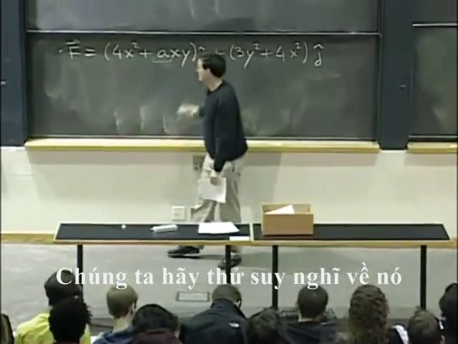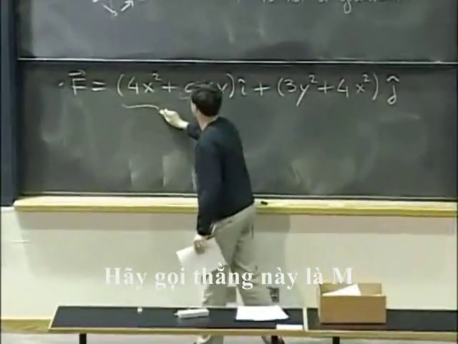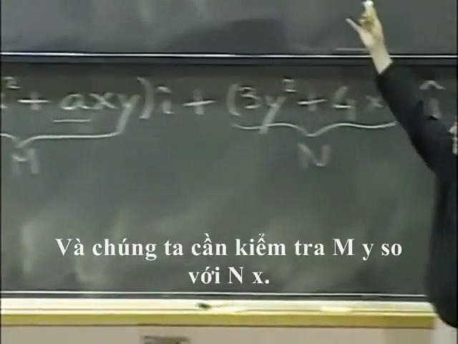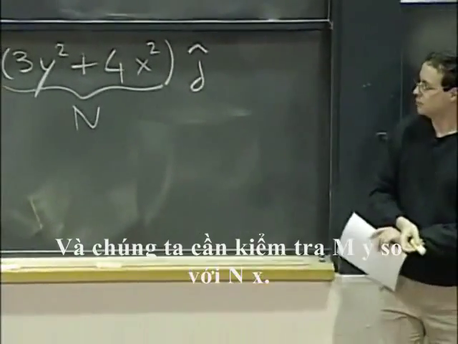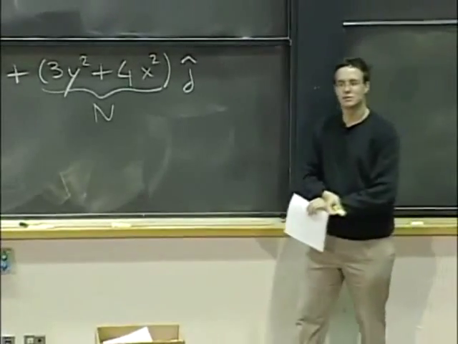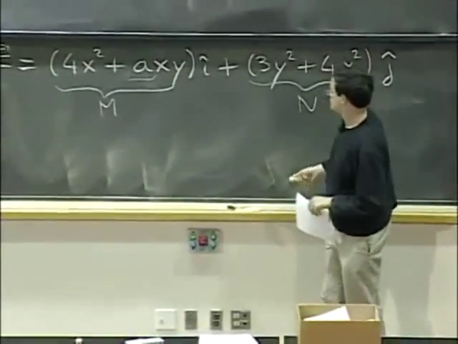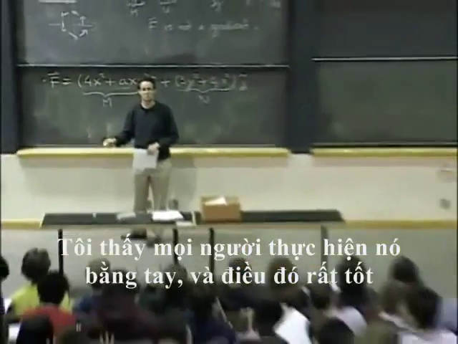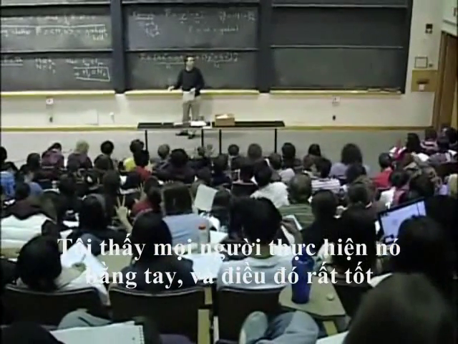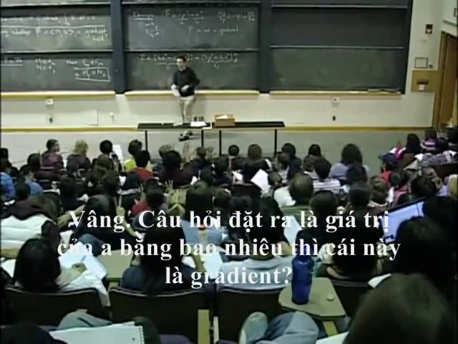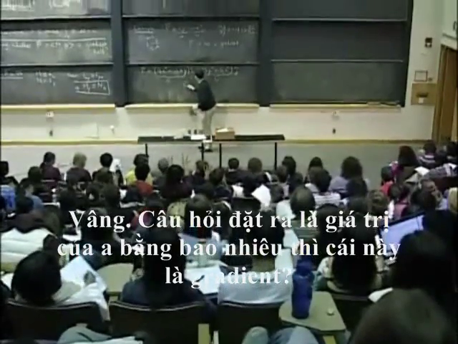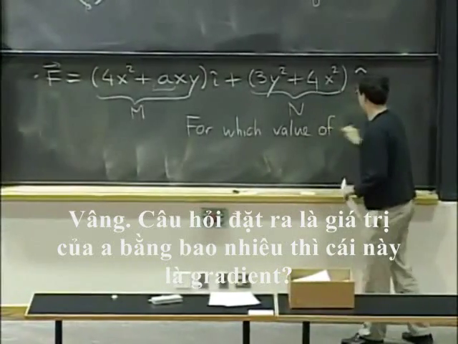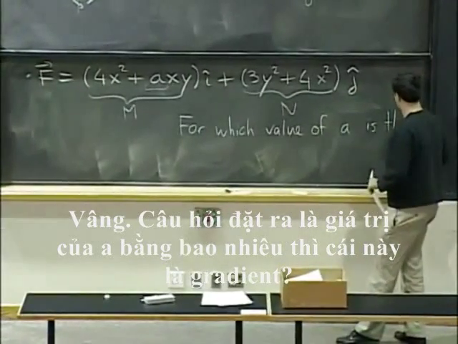Okay, so let's try to think about it. So we want to call this guy M, we want to call that guy N, and we want to test M sub y versus N sub x. Okay, I don't see anyone. Oh, yeah. Okay, I see people doing it with their hands, and that works very well. Well, okay. So the question is, for which value of A is this a gradient?